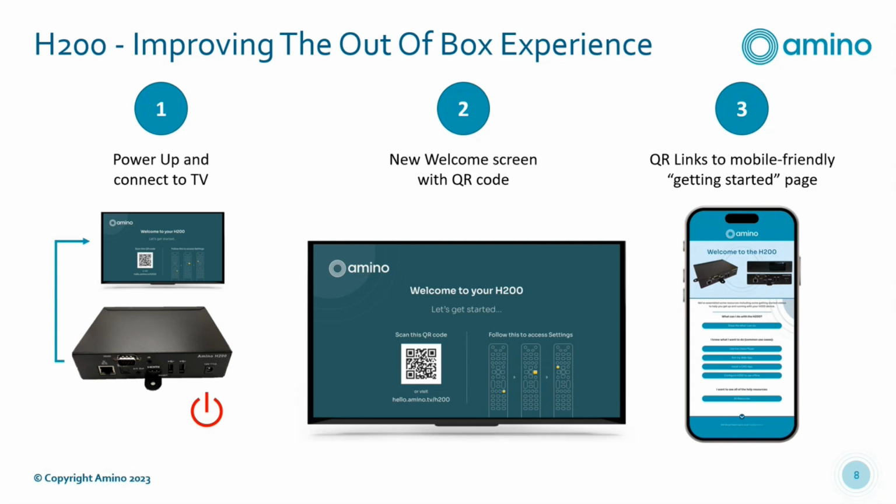Or you can also scan the QR code, and the QR code was our way of, if someone just gets the H200 and they don't know what to do with it, how do we give them access to where do I get help, where do I get information, and how do I get started? So if you scan the QR code with your mobile device, it will open a mobile-friendly web page that takes you through the main use cases of what you might be interested in doing with the H200.